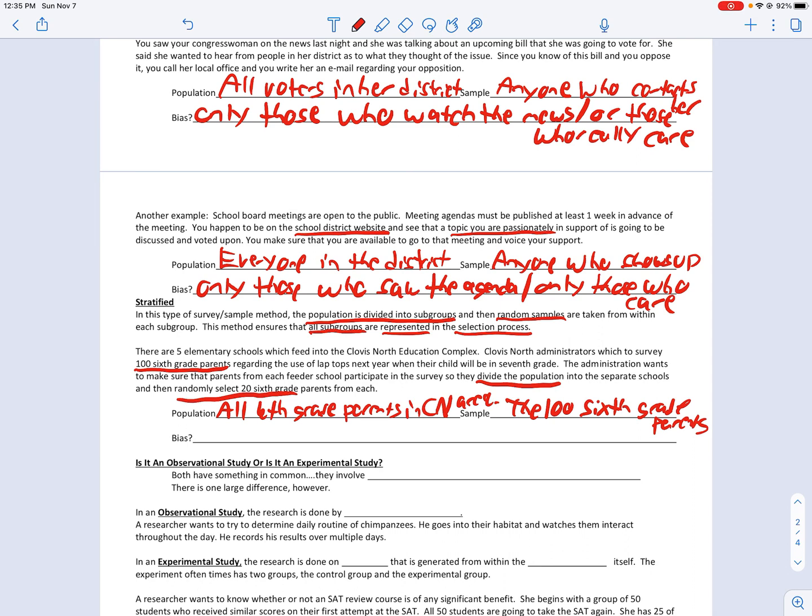Is there bias? Probably really not much. I mean, it is random. You're choosing parents from each school, but again, you're only choosing 20 from each school. That's really not a lot. Right? So, I mean, there's potentially some bias, but not that much. Again, biggest argument is you're only taking 20 parents from each school, right? Think about how many 6th grade parents there are, right? That's not a large sample.